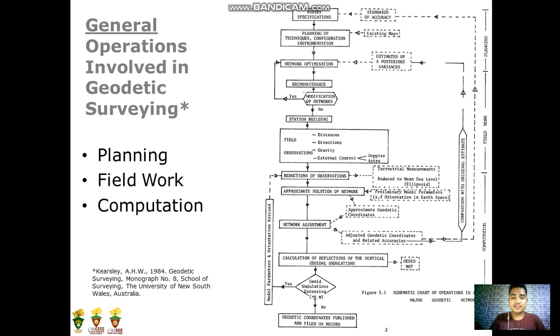So here are the general operations involved in geodetic surveying. The first phase is the planning part, next is the field works, and lastly is the computations. So in this part, what you see on the right side is a sample overview of the operations involved in geodetic surveying.